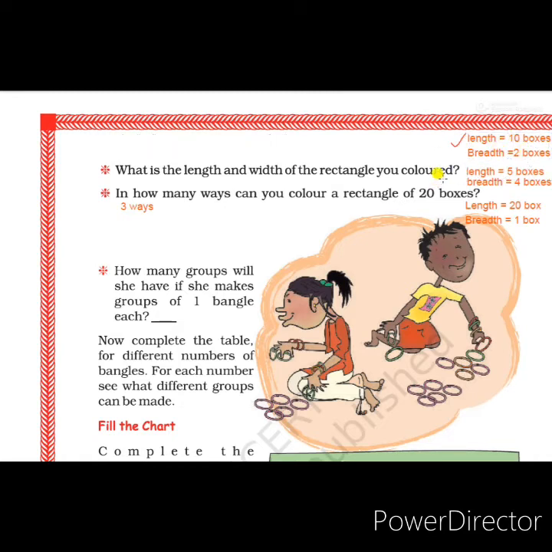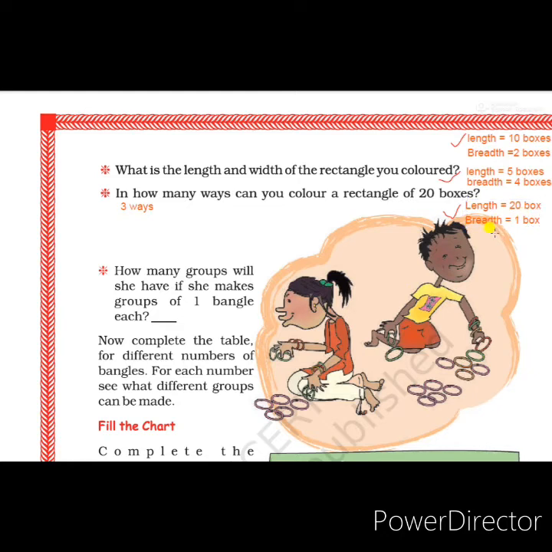Another one we made was yellow color. Length is 5 boxes and width is 4 boxes. And the third one we made was the red color rectangle. What is the length of that box? Length is 20 boxes and width is 1 box.